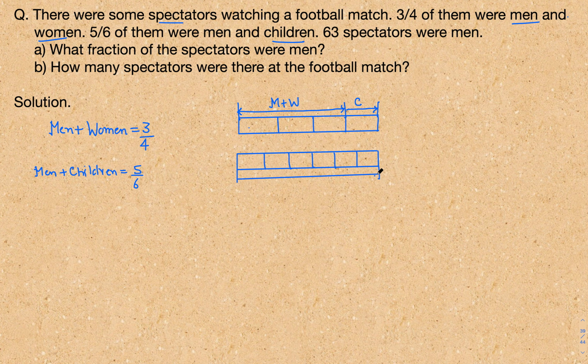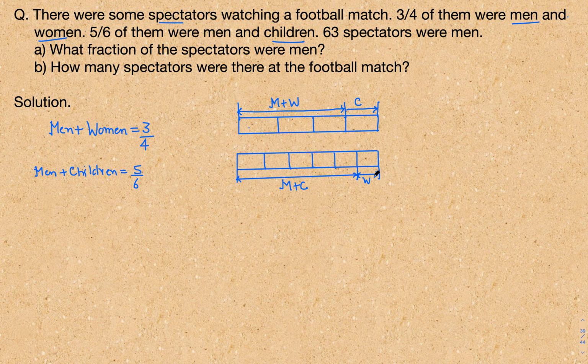So this is my total number of spectators, out of which these 5 are for men plus children. So what do you think this left unit is for? Obviously, as I told you, only 3 categories. If this is men and children, this should be women, right? So let's represent it by W, women.